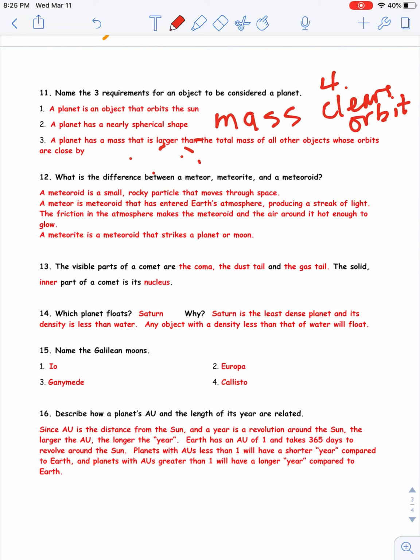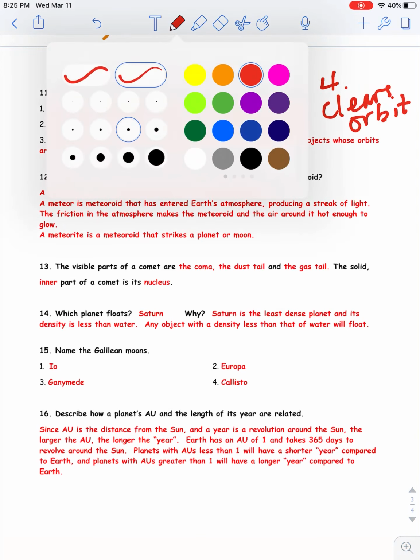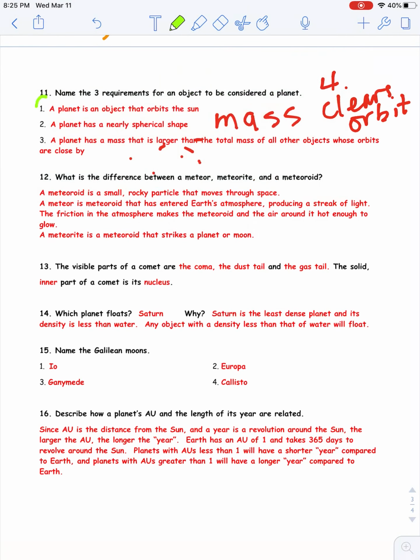So this idea of a dwarf planet, they're going to meet some of these requirements. Our dwarf planet is going to orbit the sun, and it is going to be nearly spherical in shape. But it is with this one here and this one here that a dwarf planet no longer meets the requirements for a planet, because its mass will not be larger than the total mass of everything else around it, or it might not have cleared its own orbit. So that's how a dwarf planet is different than a regular planet.